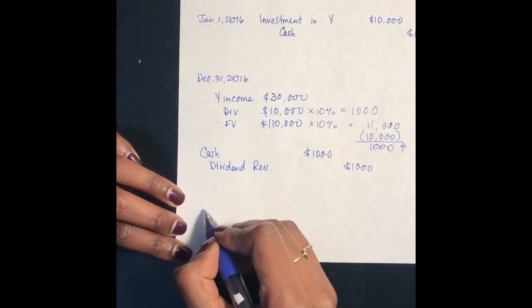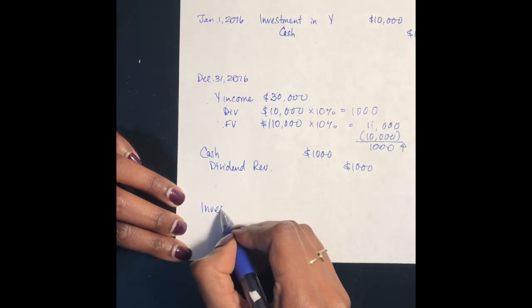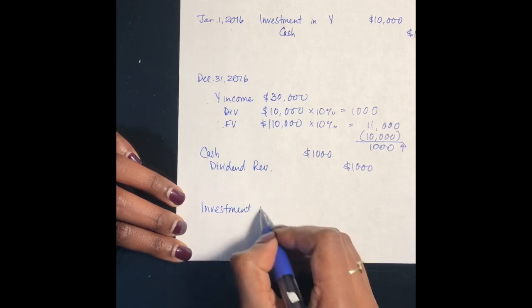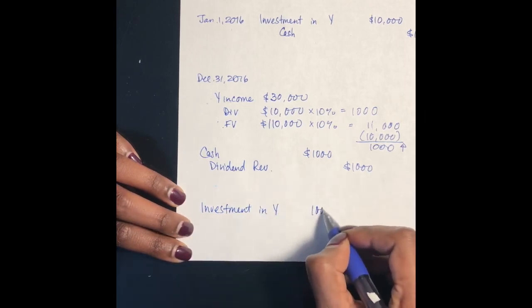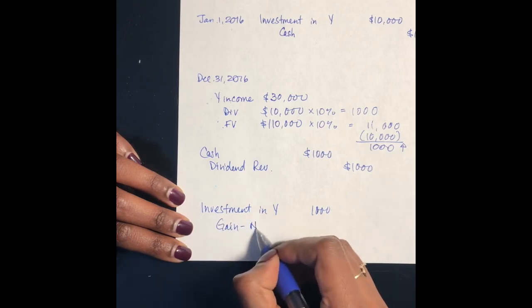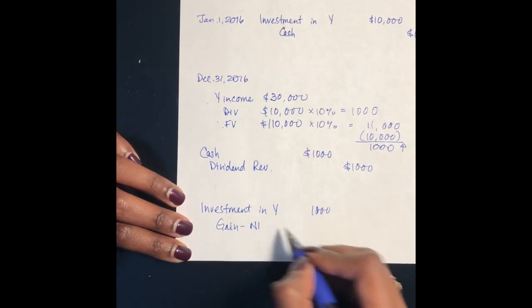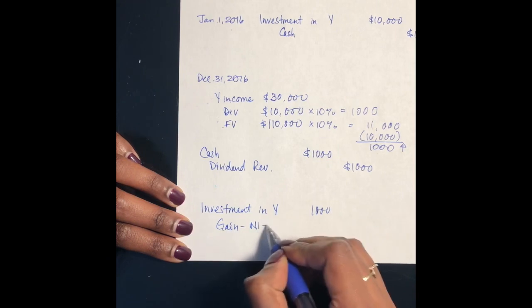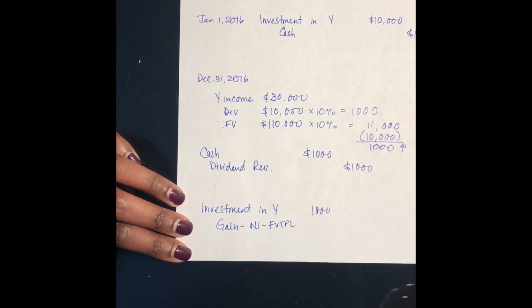So you're going to book that. You're going to make the investment go up. So you're going to debit investment in Y because your investment went up by $1,000, and you're going to book a gain. You can also say gain net income or gain fair value through P&L, whichever one you want.